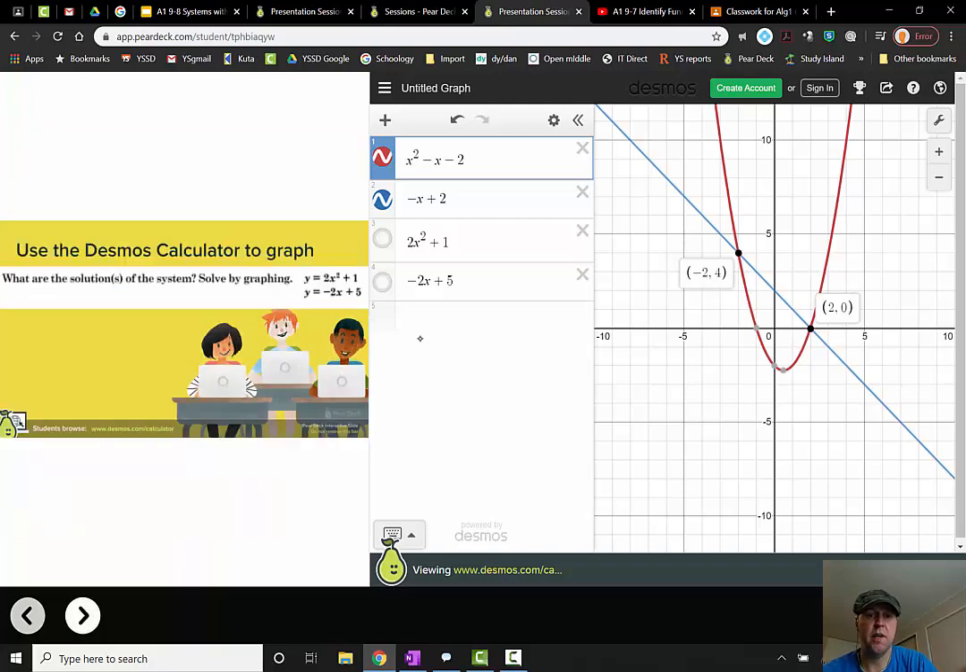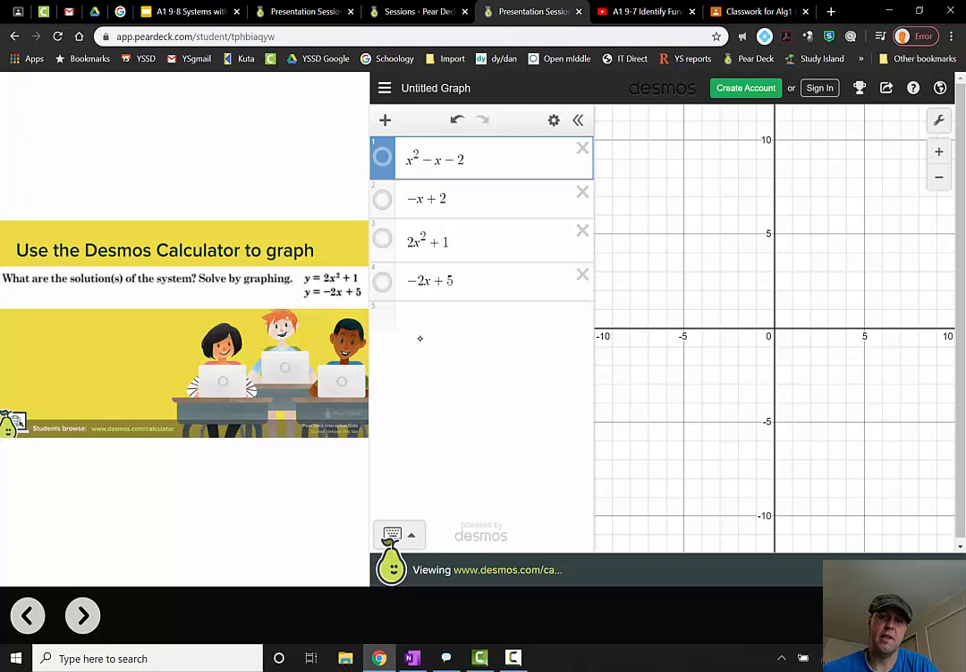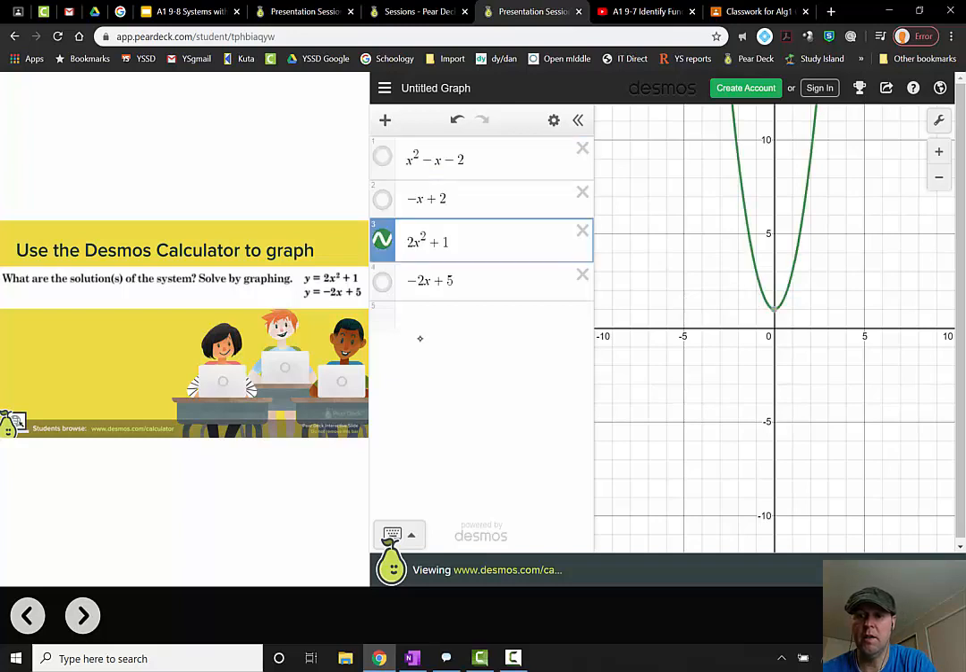Alright, next slide. You got the other two. Again, reviewing some things that we should know. We have 0 and 1. Look at that, spot on right in the middle. And it opens up because a is positive 2, and it should be a little bit taller. That looks taller than the other one, so that's pretty good.